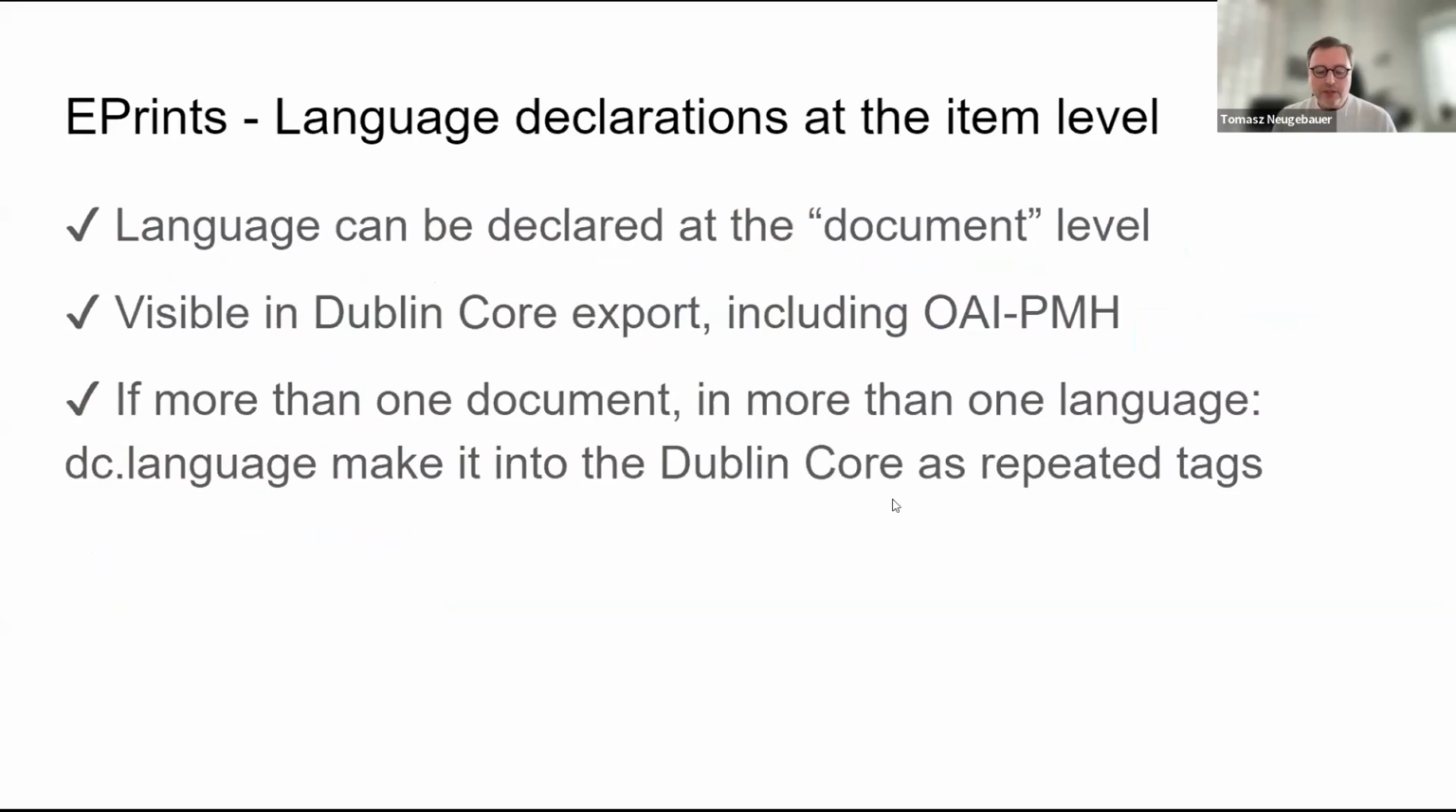So, next slide. About declaring language at the item level. The EPrints ontology contains items, which contain one or many documents, which contain one or many files. And you see check marks on this slide, because this is working relatively well. EPrints allows you to declare the language of a document at the document level. And this information does make its way to Dublin Core export and OAI-PMH. So if there is more than one document, you do end up with more than one language tag in the metadata export. The next slide.